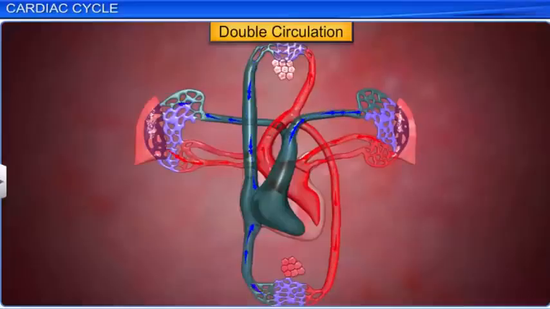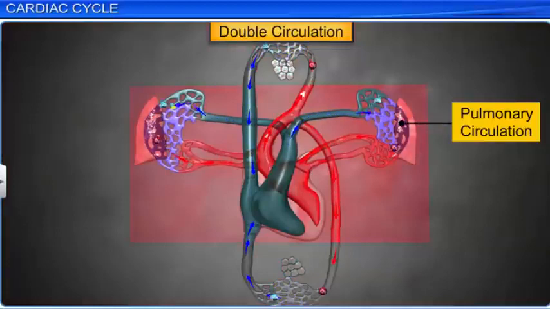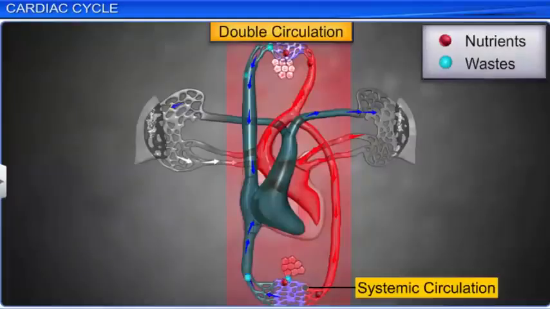Thus, pulmonary circulation oxygenates blood in the lungs and returns it to the heart, while systemic circulation supplies oxygenated blood along with nutrients from the heart to all the tissues and returns wastes along with deoxygenated blood from the tissues to the heart.